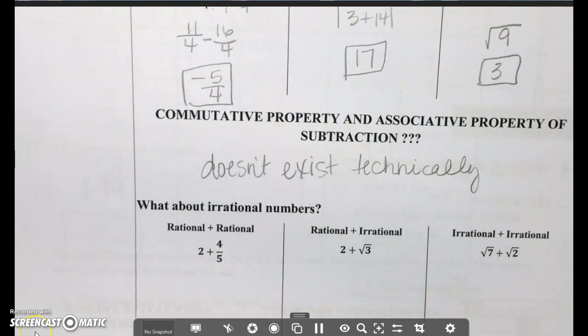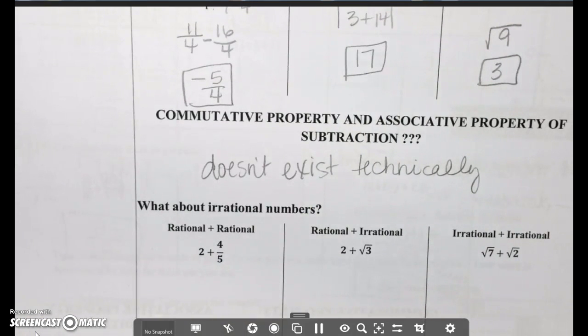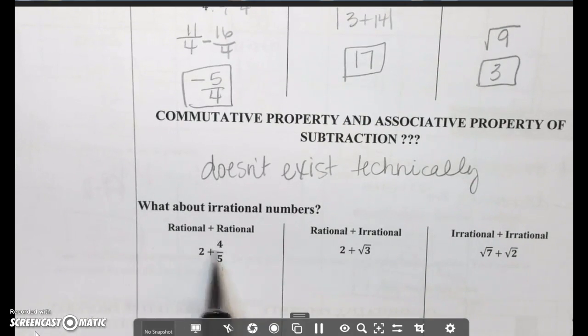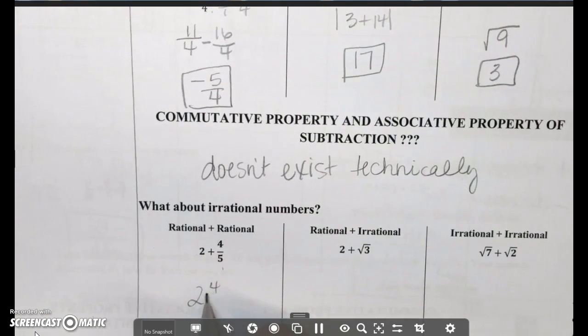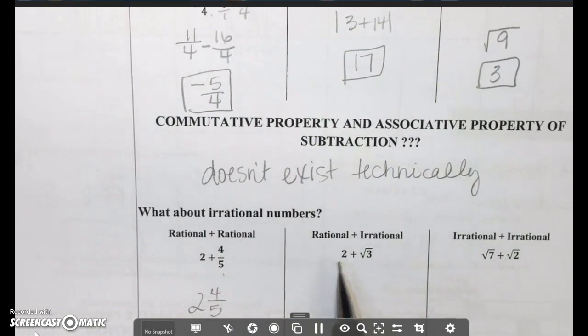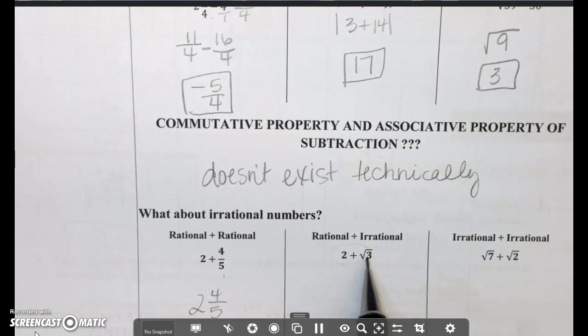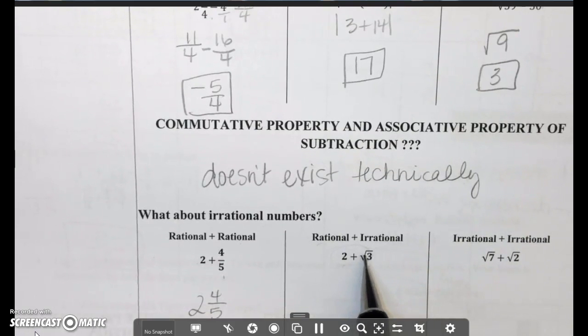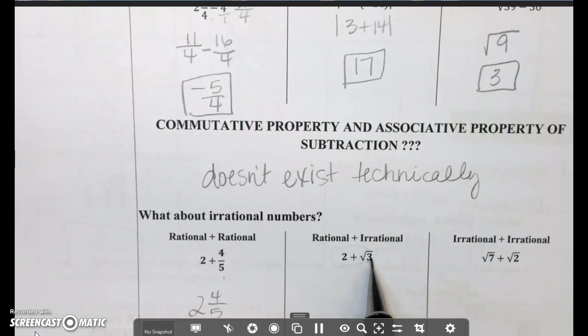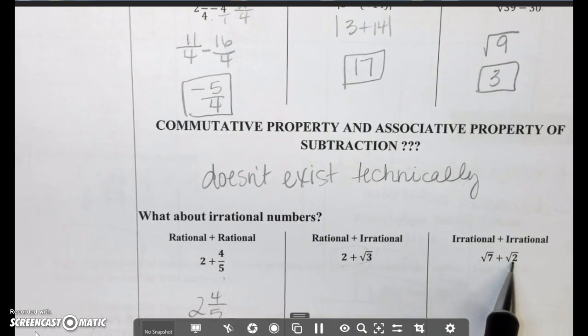Okay, so what about irrational numbers? So let's just think about that for a second. So we can definitely add two rational numbers together, and we know we get 2 and 4/5. When you're adding a rational and irrational, the only way you could do that is if you converted this to a decimal. Okay, because these do have values. There is a square root of 3. It's just not a whole number. There's a square root of 7. There's a square root of 2.